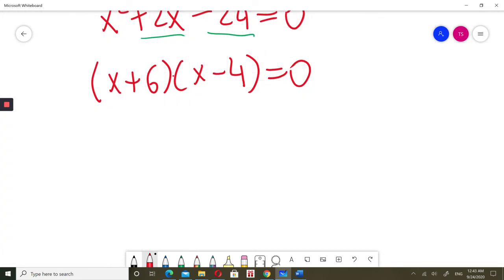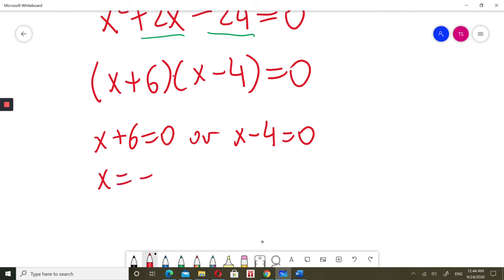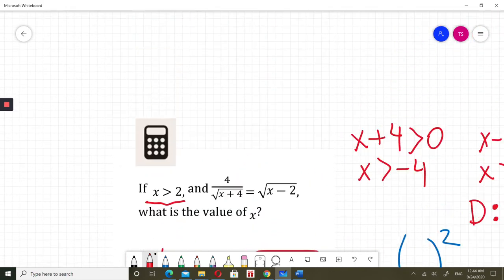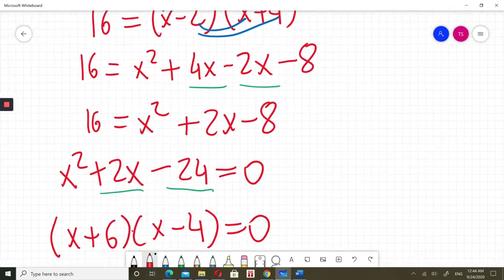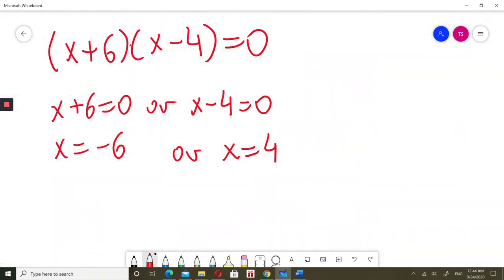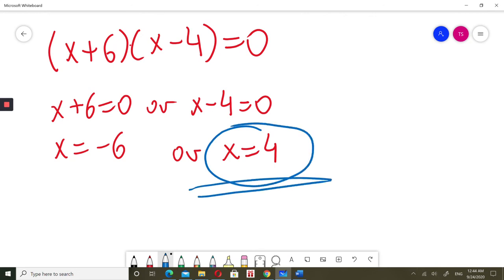Now, for a quadratic equation when it's factorized, I multiply two things and get 0. I get 0 when at least one of those things is 0. So x plus 6 has to be equal to 0, or x minus 4 has to be equal to 0. x plus 6 equals 0, so x equals negative 6, or x equals positive 4. What is important, my domain and requirement actually given is x is more than 2. So only one of the answers is correct. x is more than 2, so x equals 4 is my answer.